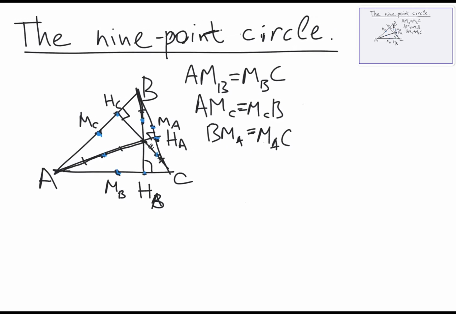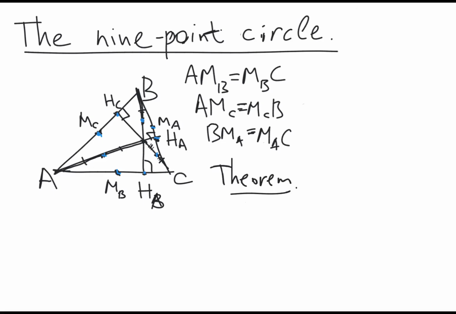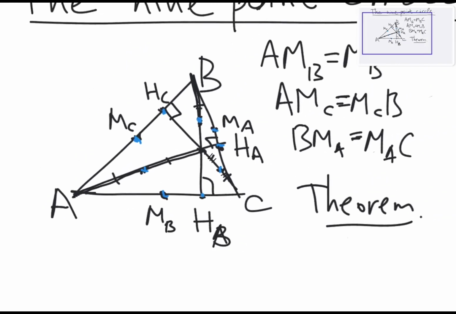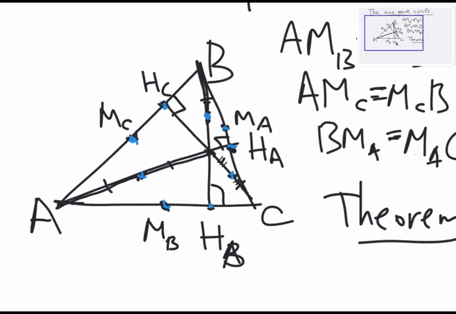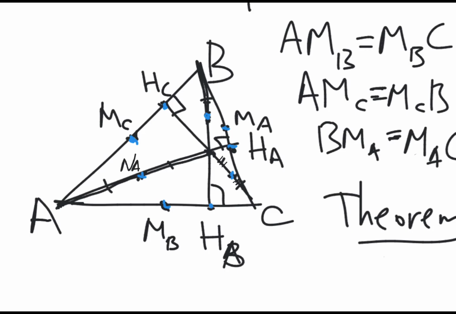Yeah, and the theorem says that all these 9 points lie on a single circle. So, yeah, we need to denote the midpoints. So let's denote them. Let's denote these NA, NB, and NC.